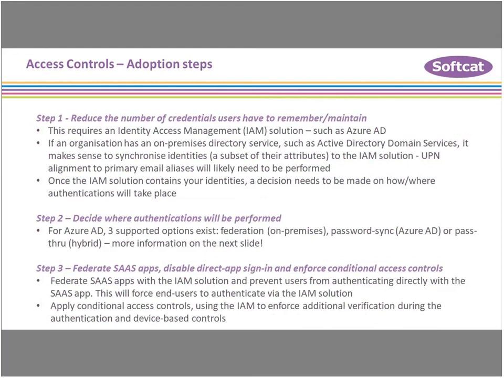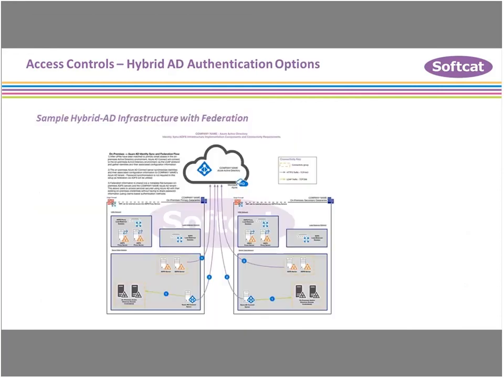Step 1, implement hybrid AD. Step 2, decide how you're going to authenticate. Step 3, federate the SaaS apps, disable the direct sign-in if the app supports it. Again, if they don't, make sure you speak to your account manager and request that feature. And then finally, enforce the conditional access controls on an app-by-app basis.